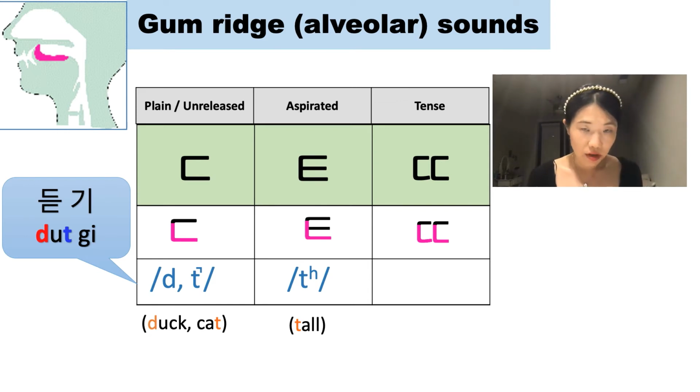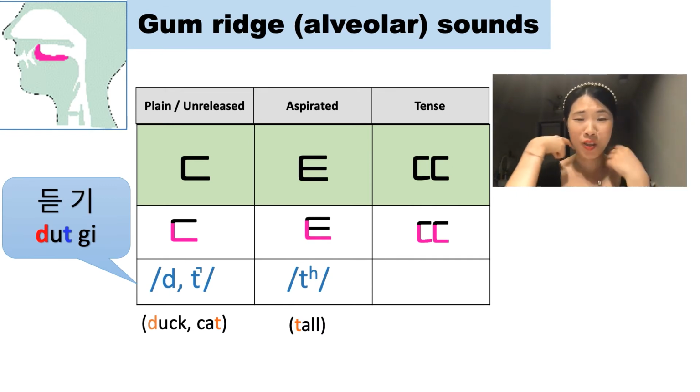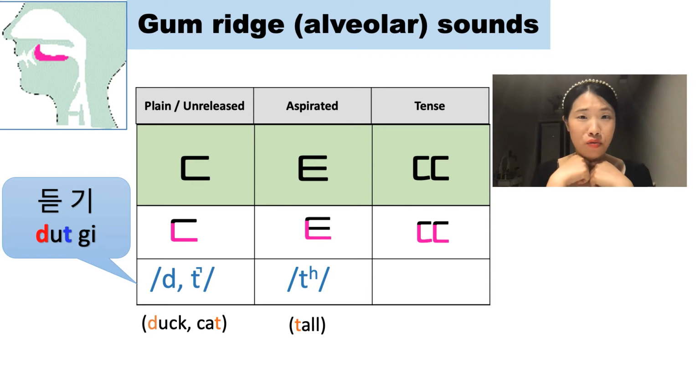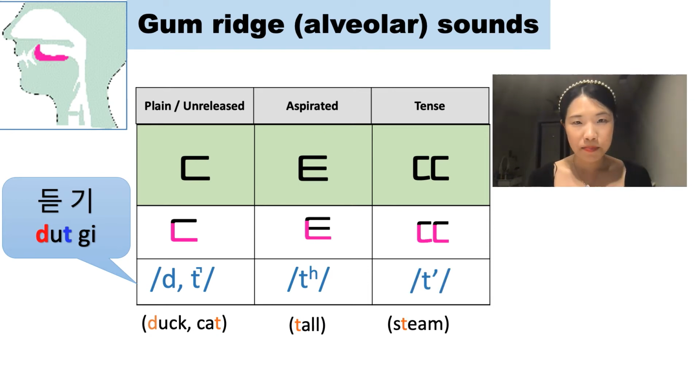For the tense sound, why is it called tense? Tense refers to the status of your vocal cords inside of your throat. The vocal cords are actually very tense, so the muscles inside of your throat are tense. That's why it's called tense. But it's really hard to see whether your vocal cords are very tense when you make this sound. So I would just say you can think about similar sounds you make in English. For example, steam. Try to do that: steam, 따 sound.